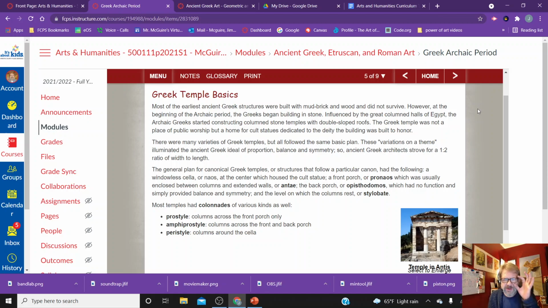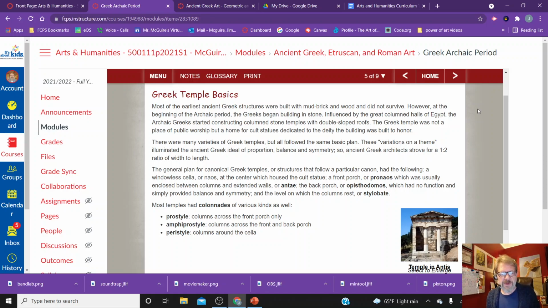There are many varieties of Greek temples that follow the same basic plan. The variations on a theme illuminated the ancient Greek idea of proportion, balance, and symmetry. They strove for a 2-1 ratio of width to length. The Greeks, Pythagoras in particular, came up with what we call the golden ratio. I think it's about 1.6, which makes a really ideal format for painting and art. It's what the eye likes to look at most, that type of thing.